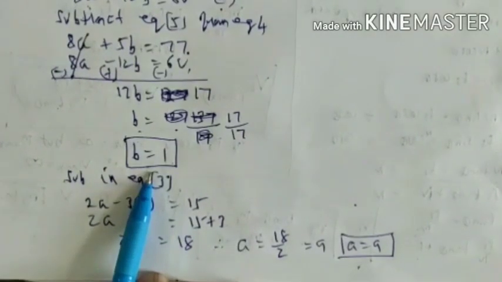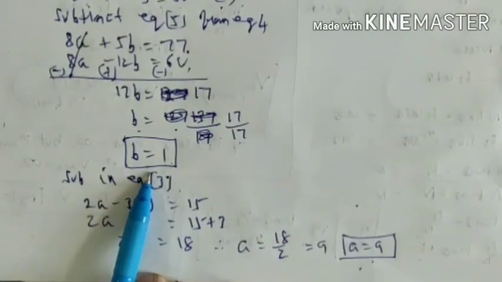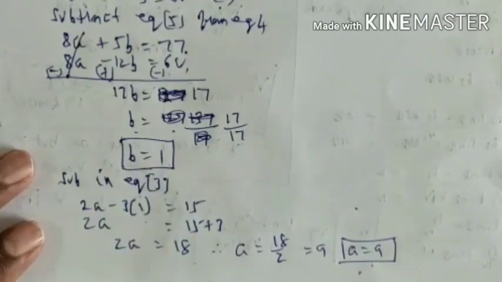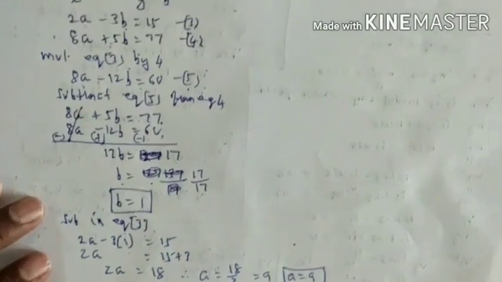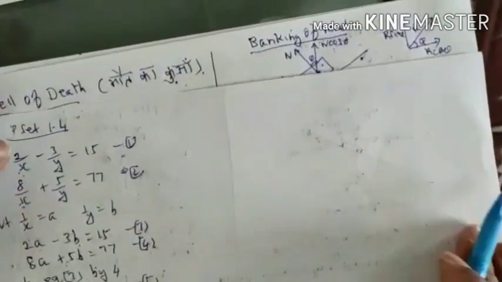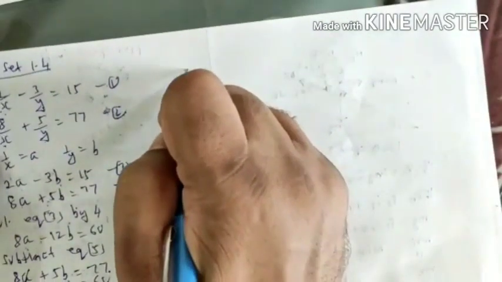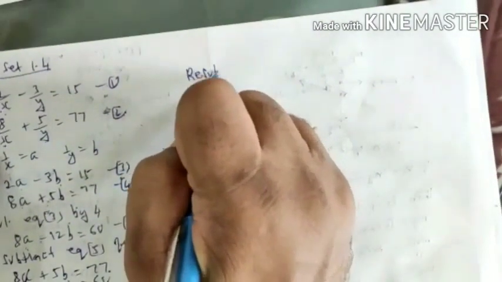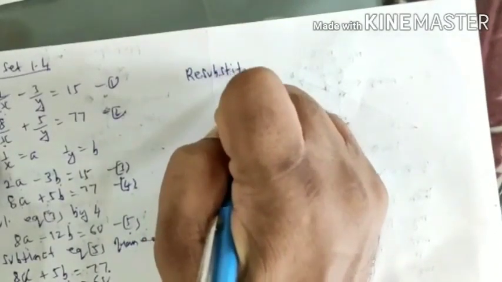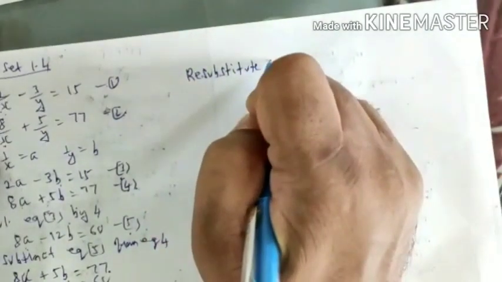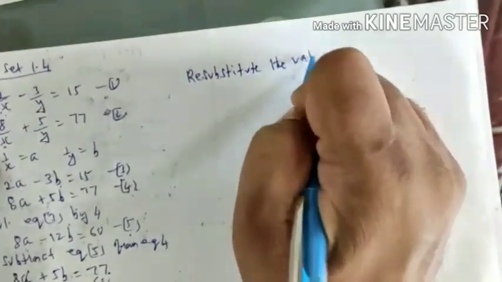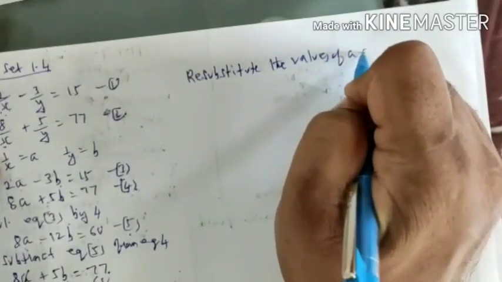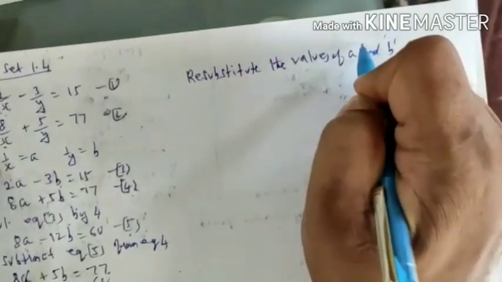But now our sum is not over. We want to find the value of x and y. So what shall we do here? We shall resubstitute. So next step we shall write here, resubstitute the values of a and b. Let's substitute the values of a and b. So value of a is how much we got here? Value of a we got 9.